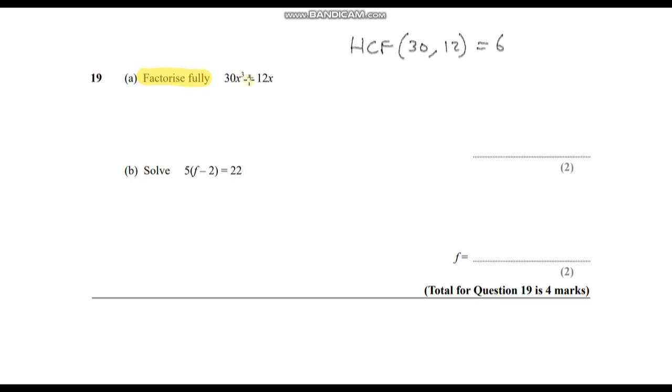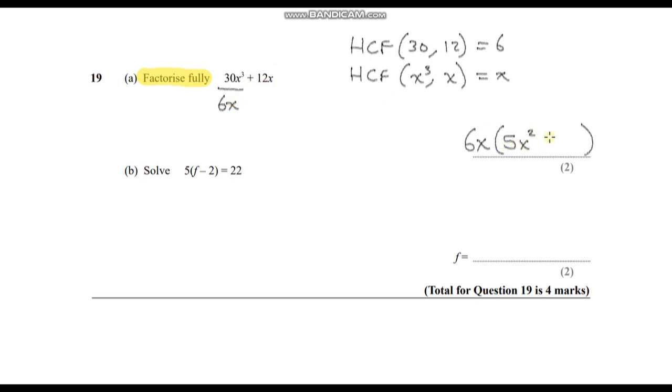Now let's think about the variables, x cubed and x. The highest common factor of x cubed and x is just x. So I'll write that down. So we can factor out a 6x from our expression. Our answer is definitely going to start with 6x, and then we'll put our brackets in. Now we need to work out what's going to go inside our brackets. We need to divide each term by 6x. If we divide 30x cubed by 6x, 30 divided by 6 is 5, and x cubed divided by x is x squared.